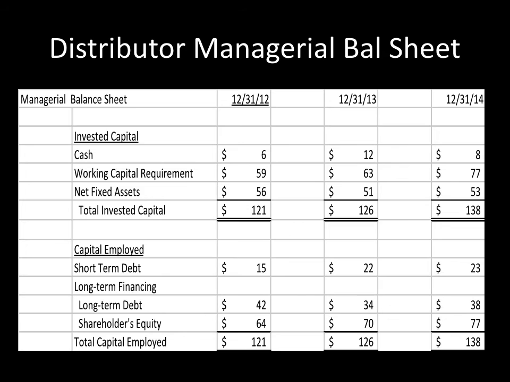And then as you see over each year, 2013, 2014, the invested capital increases, and we have plenty of capital employed to cover that. But you'll notice our short-term debt increases quite a bit from 12 to 13, but we keep it pretty stable for 2014. Yet our working capital requirement goes up by $14,000 between 2013 and 2014. We had to make up for that shortfall, in other words, not having enough short-term debt, by either getting more long-term bank loans, long-term debt, or increasing our equity.